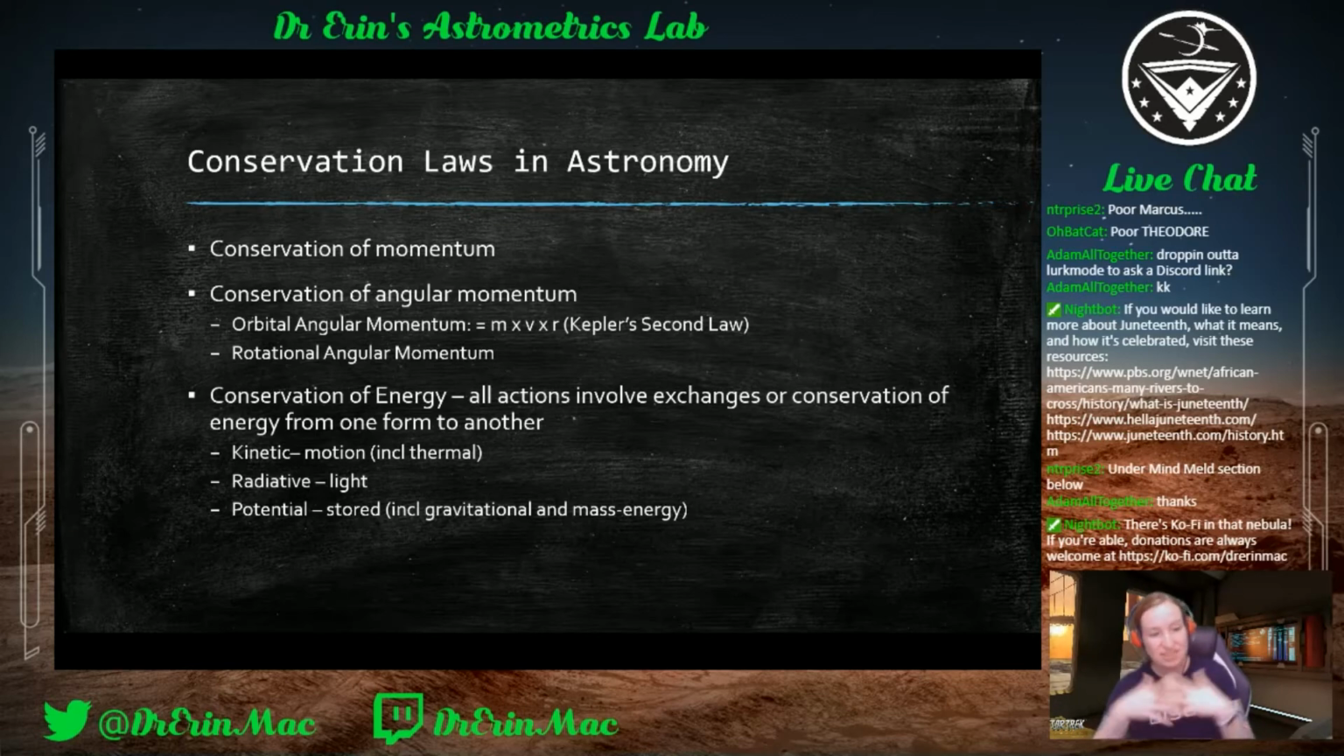Radiative energy, this is just light. So when we talk about a sun giving off light, it's giving off radiative energy. That can be absorbed. We've talked before about solar sails, you get hit with light energy and then it gets transferred.